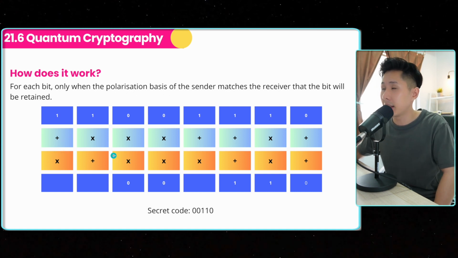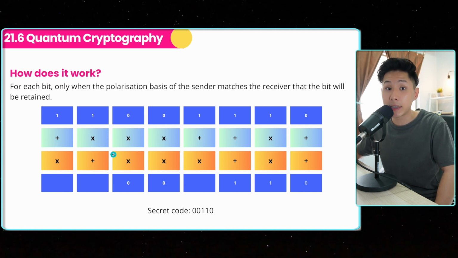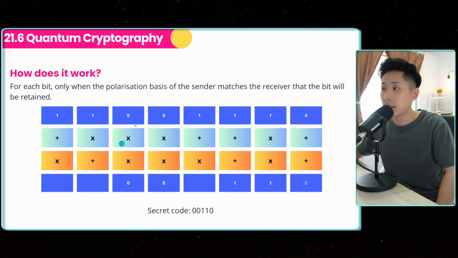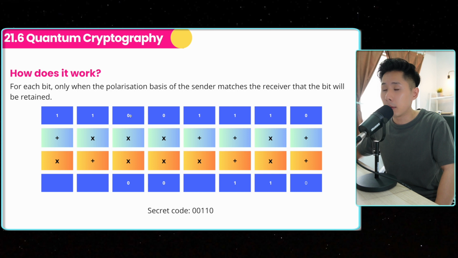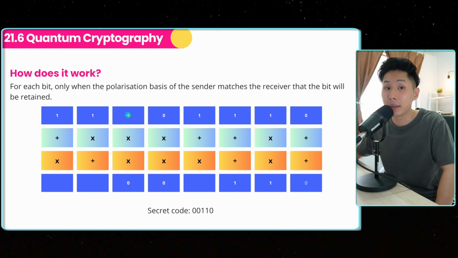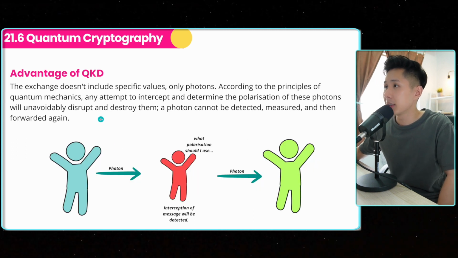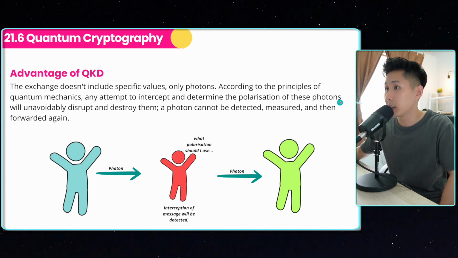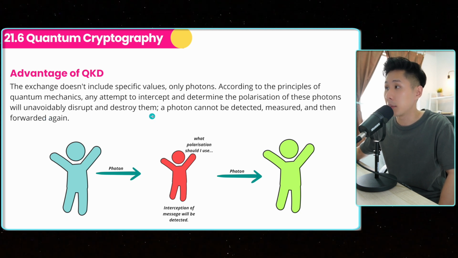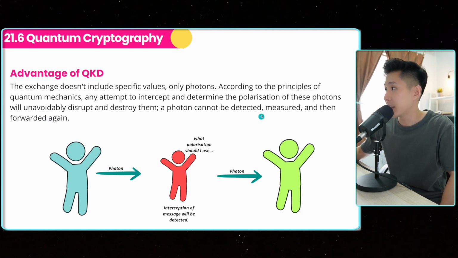And one thing that is good about photons is that if anyone tries to intercept it, the bit will not be transmitted, because it's a photon. It's not a bit. Once it's intercepted, it will just be gone, and the receiver will know that someone is doing something bad behind the scenes. So the advantage of QKD is that the exchange doesn't include specific values, only photons. According to the principle of quantum mechanics, any attempt to intercept and determine the polarization of these photons will unavoidably disrupt or destroy them. A photon cannot be detected, measured, and then forwarded again. So that's what I just said.